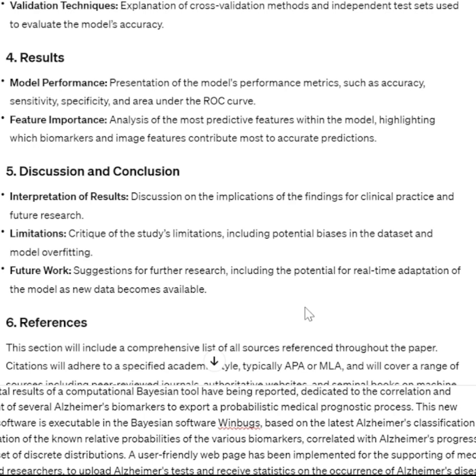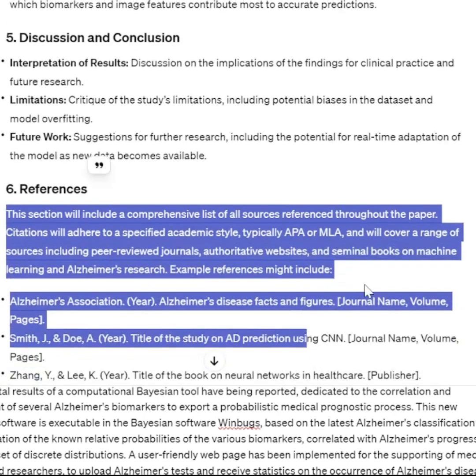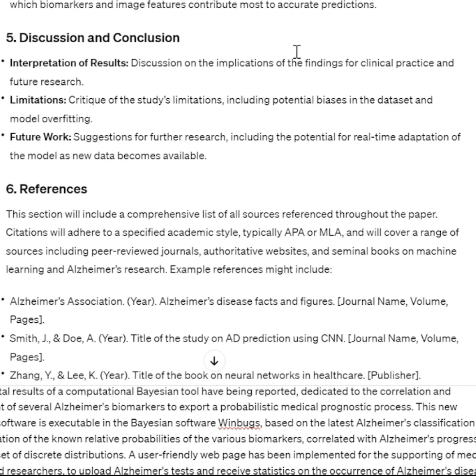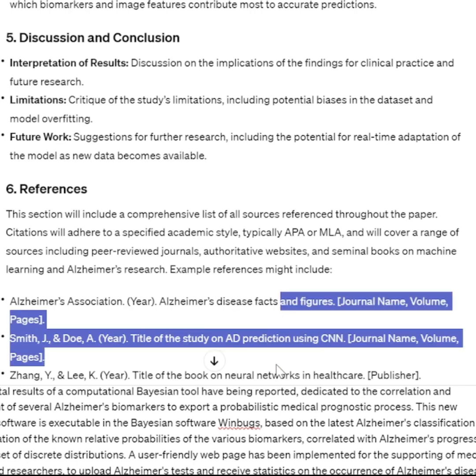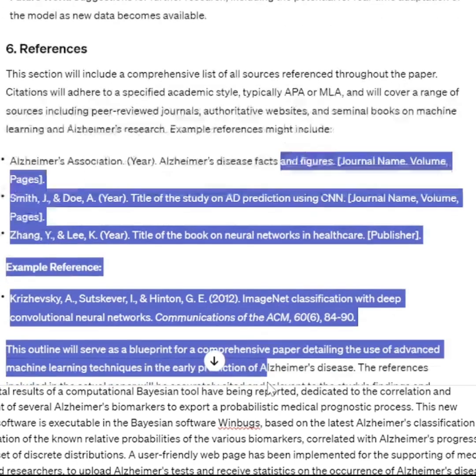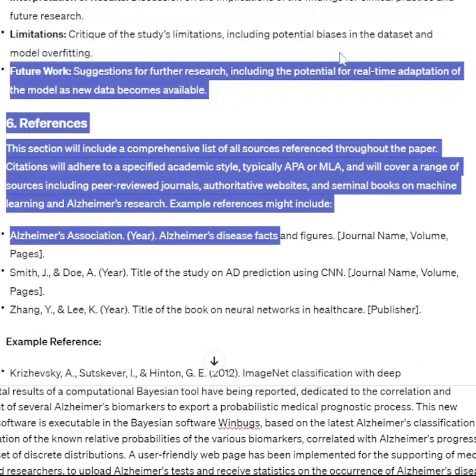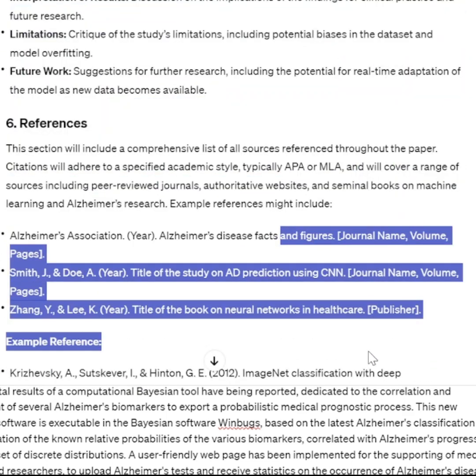5. Discussion and conclusion. Interpretation of results: discussion on the implications of the findings for clinical practice and future research. Limitations: critique of the study's limitations, including potential biases in the dataset and model overfitting. Future work: suggestions for further research, including the potential for real-time adaptation of the model as new data becomes available.